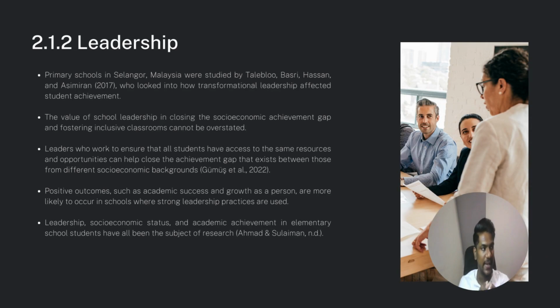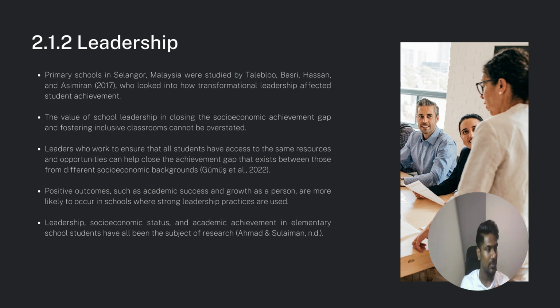So the next point will be leadership. Based on a study by Talbelo, Basri, Hassan, and Asmira in 2017, they looked into how transformational leadership affected student achievement, especially in primary schools in Selangor. They also discussed the value of school leadership in closing the socio-economic achievement gap and fostering inclusive classrooms, which cannot be overstated. Also studied by Gomez in 2022, leaders who work to ensure all students have access to the same resources and opportunities can help close the achievement gap that exists between those from different socio-economic backgrounds.